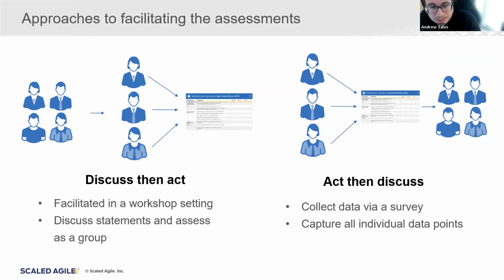But I do want to pause and say something in a little more detail about how we're seeing these SAFe assessments being used effectively. I've put on the slide 2 different approaches, both of which are completely valid, but I think one approach is certainly proving to be more effective, particularly for organizations that are new to the assessment process. On the right-hand side, first of all, the act then discuss approach is the fairly simple process of sending out a survey: going into Comparative Agility, setting up your team structure, getting access to the URL, and then sending that out to the individuals, all of whom will assess individually.